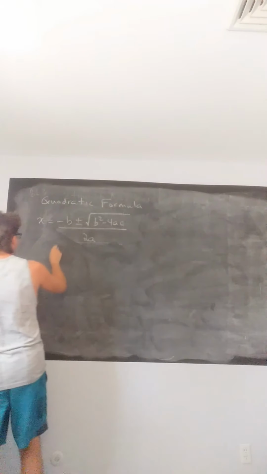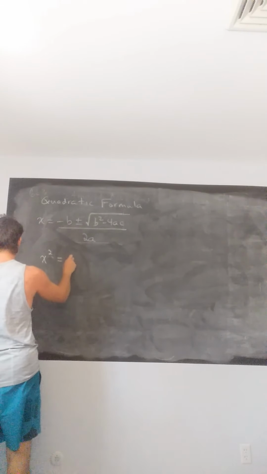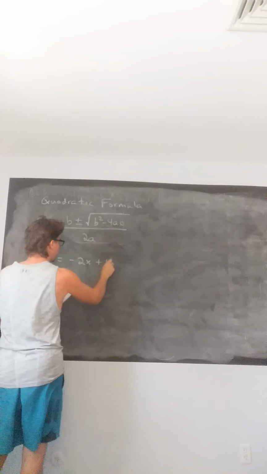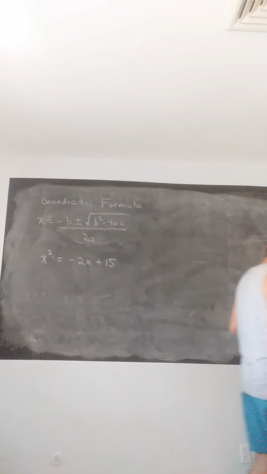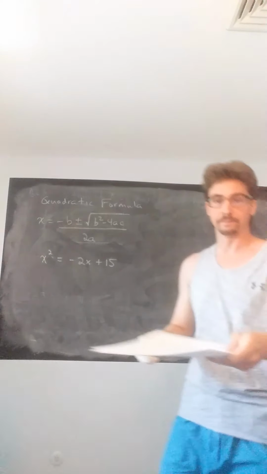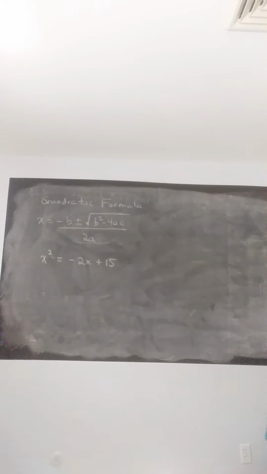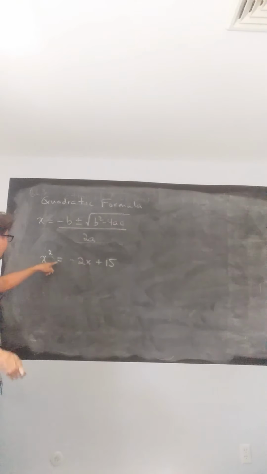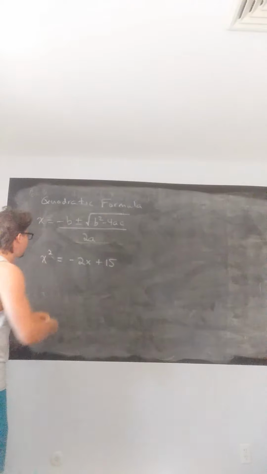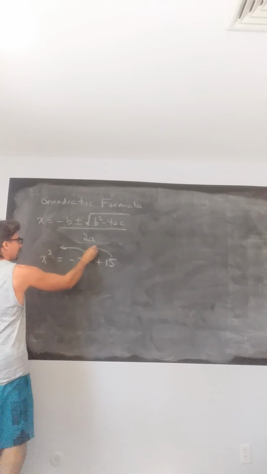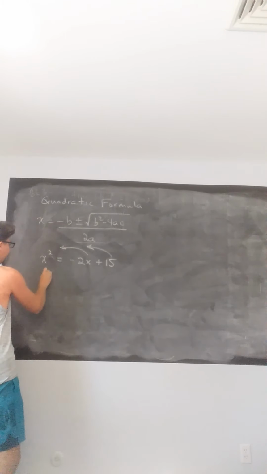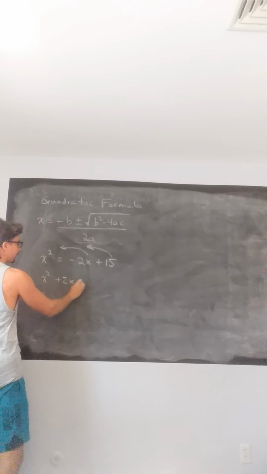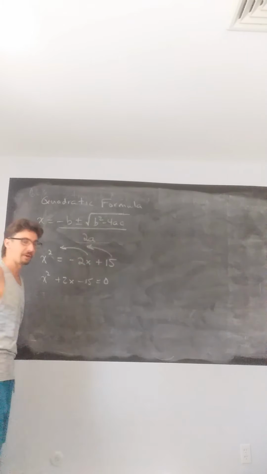Okay, so we got this problem. We have x squared equals -2x plus 15. Okay, we want to solve that for x. The problem is it's not in the correct form. You can't use the quadratic formula when you have the equals there and numbers over here. So you got to bring everything over to the left and rewrite it. So this is going to be x squared plus 2x minus 15 equals 0.